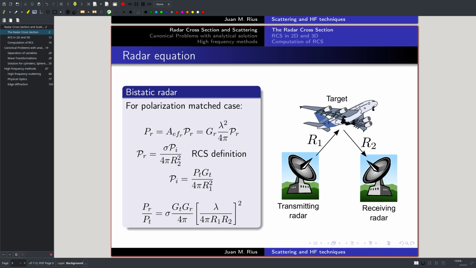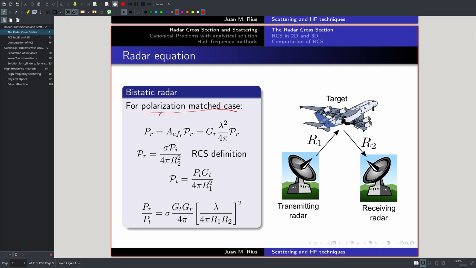We can write a radar equation that relates the total received power at the receiving radar compared with the total transmitted power at the transmitting radar, that is analogous to the transmission equation in a radio link. In this case, it's just a radio link between the transmitting radar antenna and the receiving radar antenna, but with the effect of the scattering at the radar target. So we assume that we have a polarization match case. In this case, we don't have to account for the scattering matrix.